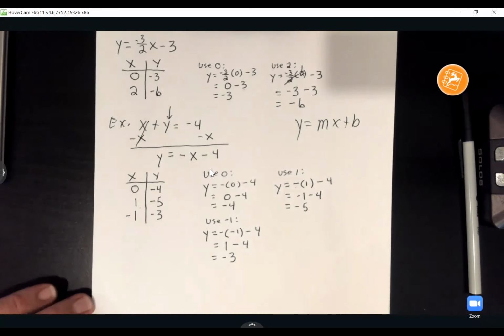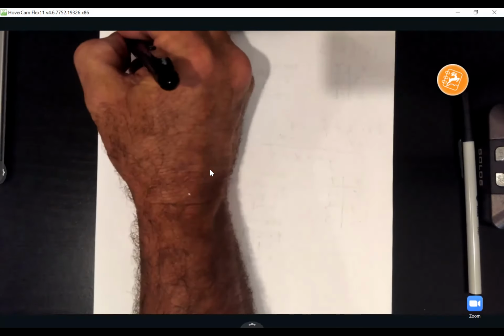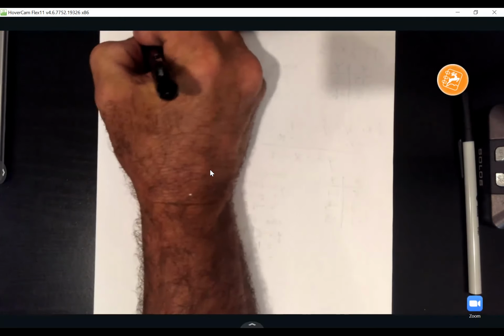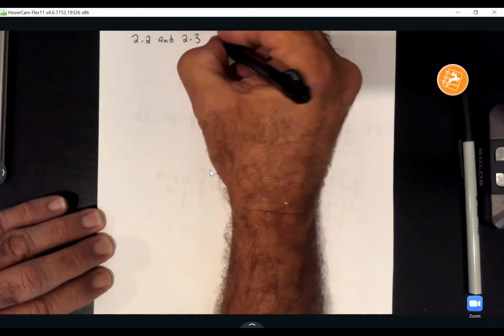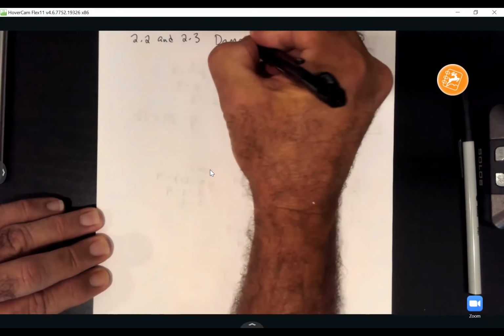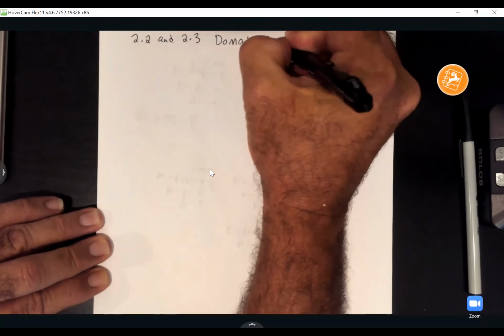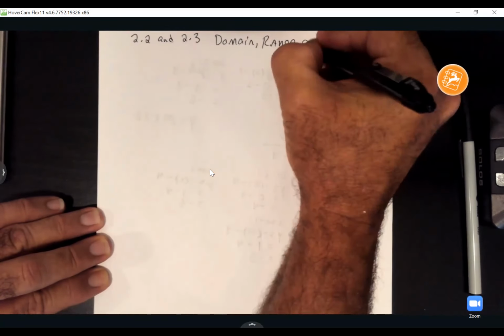All right, then we're going to start learning about section 2.2 and 2.3 are together. And we'll go as far as we can on this section till 7:30, okay? So this will be 2.2 and 2.3, and they're mainly about domain and range and functions.